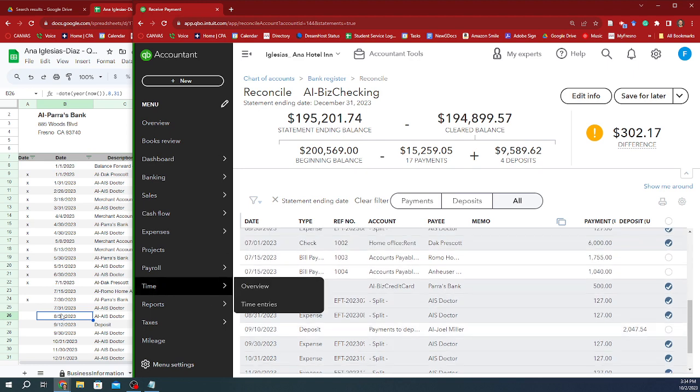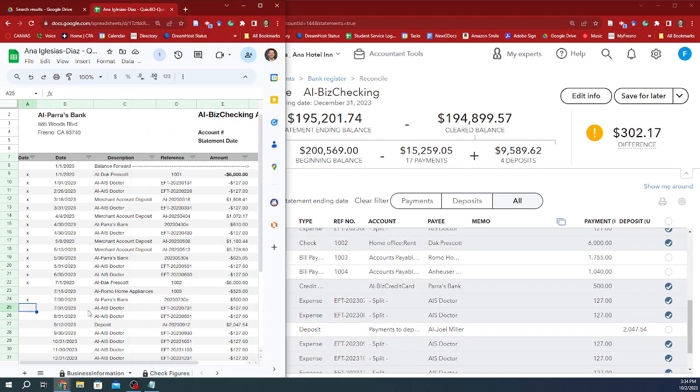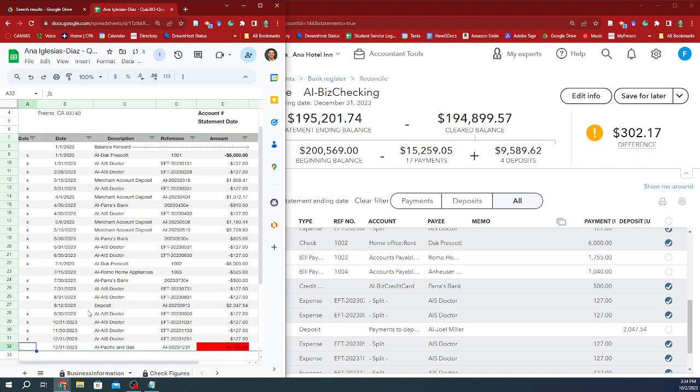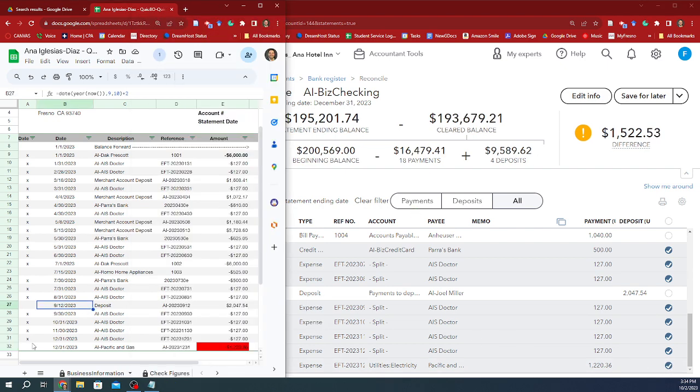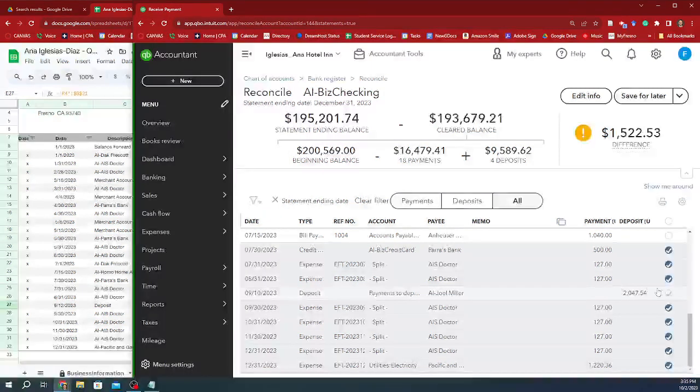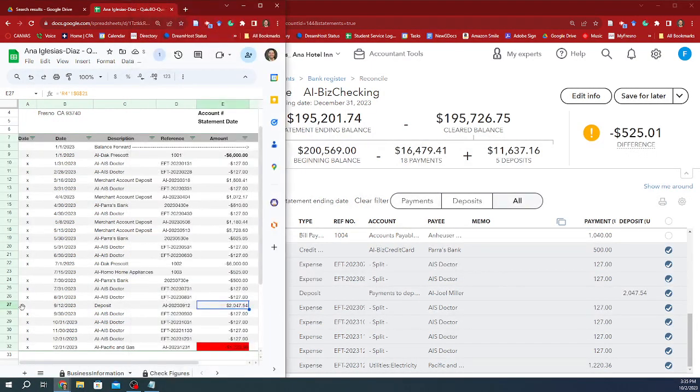So then I'm only missing two transactions, right? So let me go get these 7, 8, 9, 10, 11, 12. So now I need the Pacific Gas for $1,220.36. That's great. So that's done. Then I have a deposit of 2,047.54. That's great. But I'm missing $525.